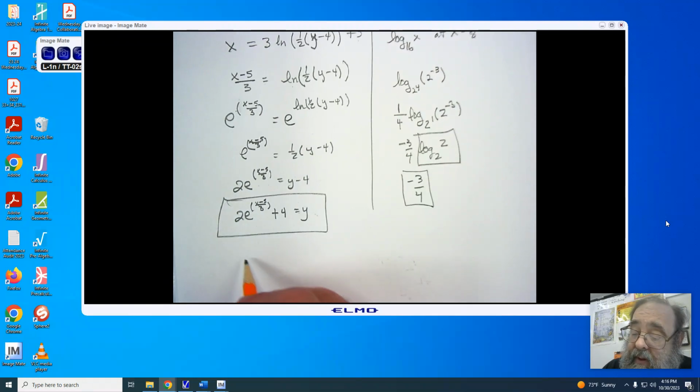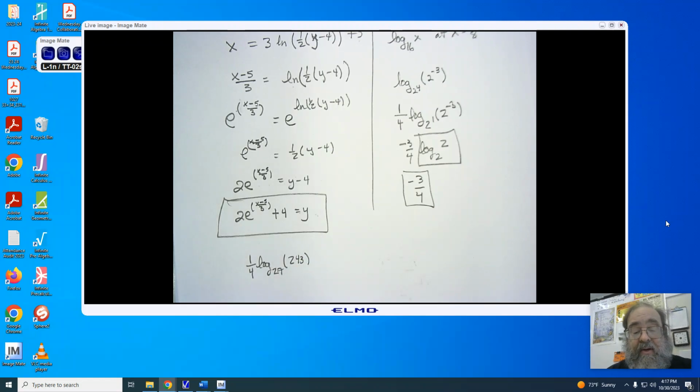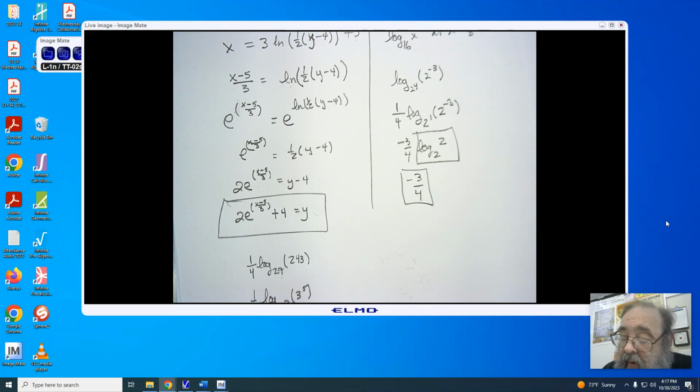Number 5 says use our properties of logs to take 1/4 log base 27 of 243. And our goal is to try to find the prime factorization, clean it up, write it in simplest form, and evaluate it without the calculator. Okay, so I'm going to have to change this because I want base 3. This is 3 cubed. This is 3 to the 5th. Notice the 5 can come out to the front right now.